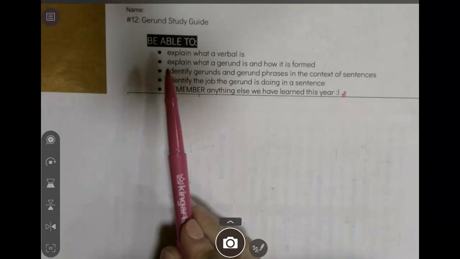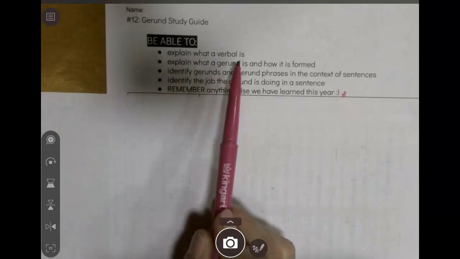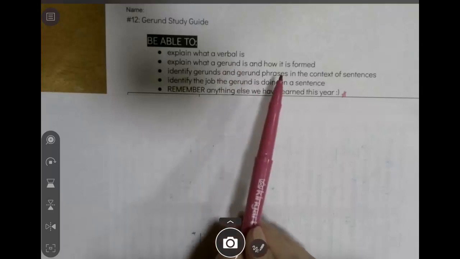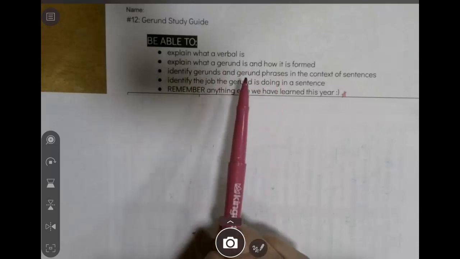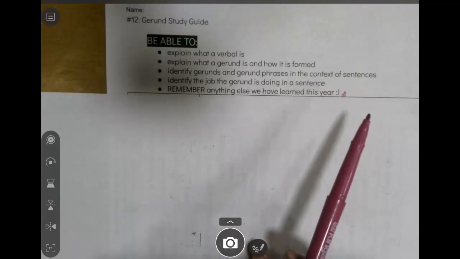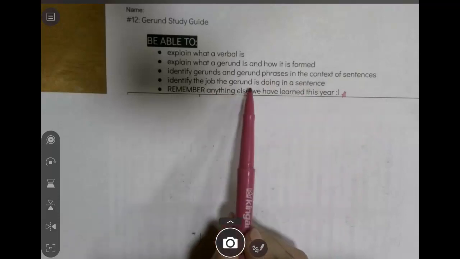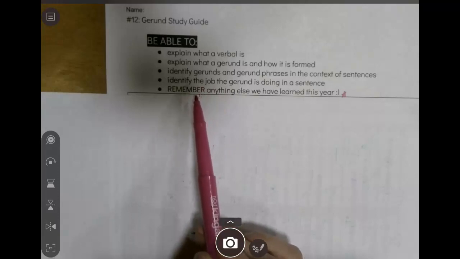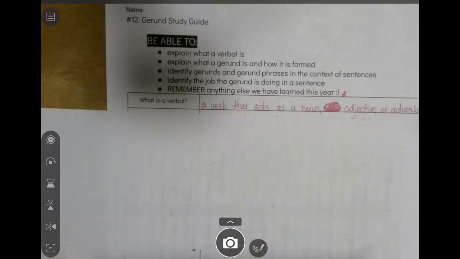But basically, for this test, you need to explain what a verbal is, explain what a gerund is specifically and how it's formed, identify gerunds and gerund phrases within the context of a sentence, identify the job the gerund is doing, and basically remember everything else that you've learned about grammar and sentence structure up to this point in the school year. All right, so what is a verbal?